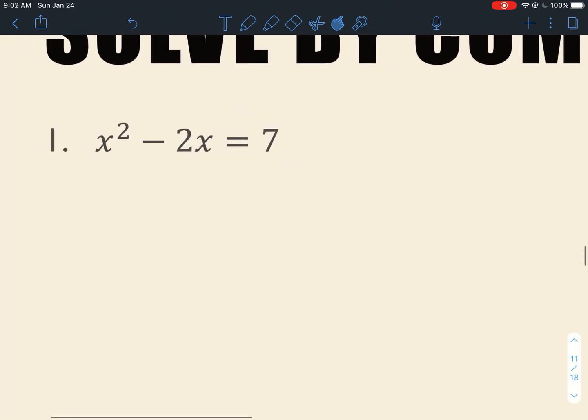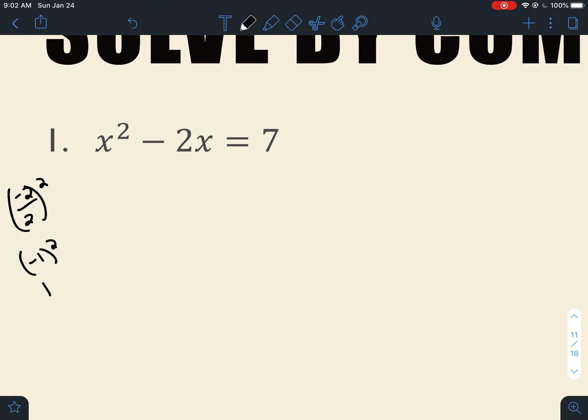All right. So on this first one, remember, you want to get the x squared and the bx term to equal the number. Right now, it works. So now we're going to complete the square. So you take negative 2, divide by 2, and then square. And so we would get negative 1 squared, which is 1. So to complete the square, we're going to add 1 to both sides. So x squared minus 2x plus 1 equals 7 plus 1.